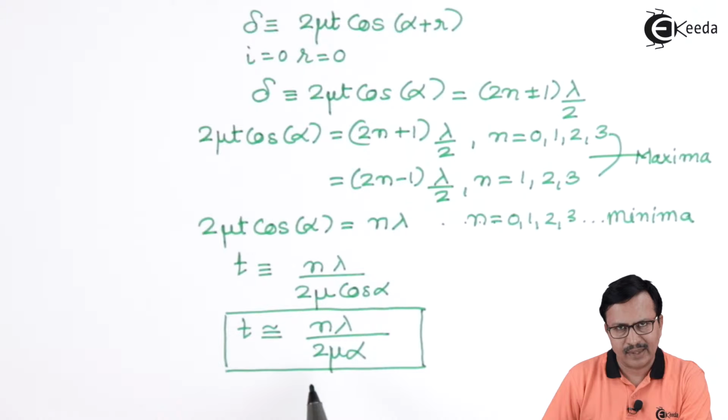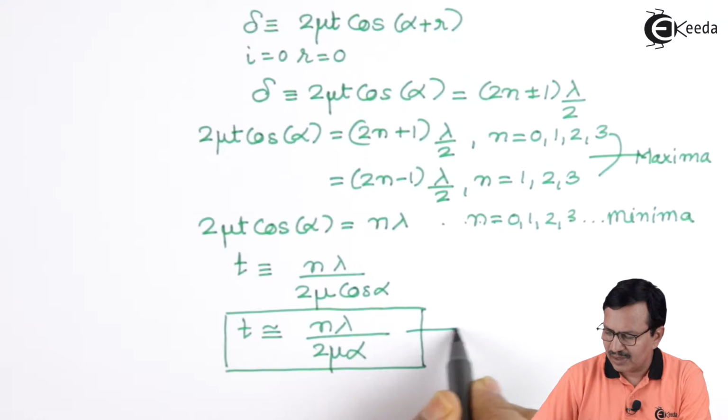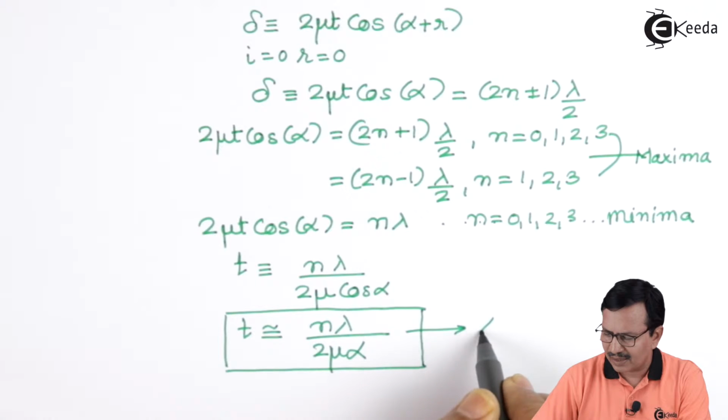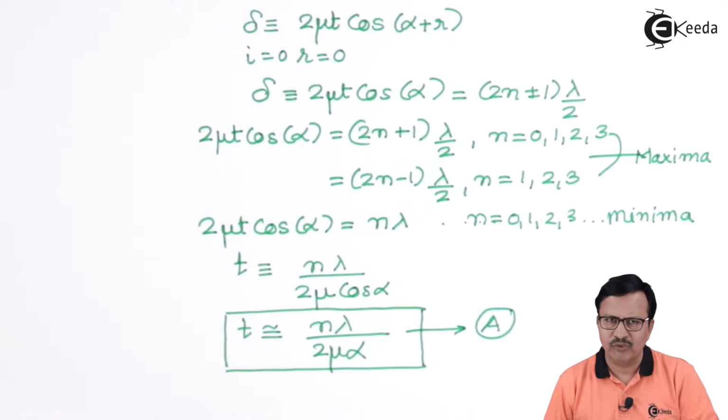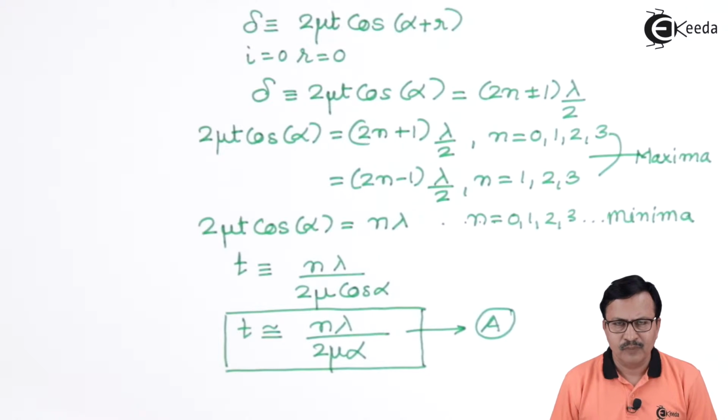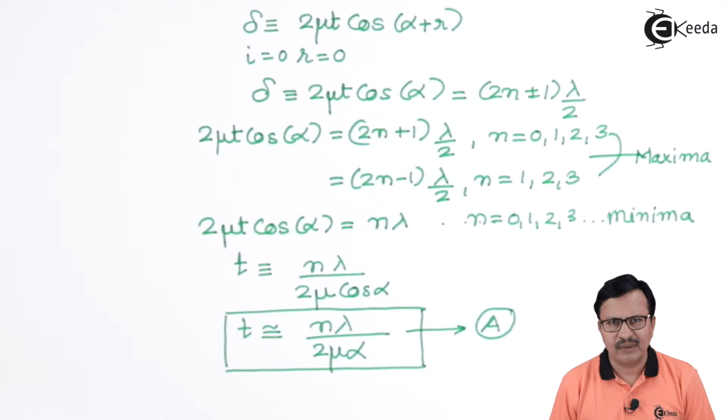Lambda is the monochromatic wavelength with which we are illuminating the wedge-shaped film, divided by 2 mu, where mu is the refractive index of the wedge medium, and alpha is the wedge angle. So we need this expression. Let us call this expression A.